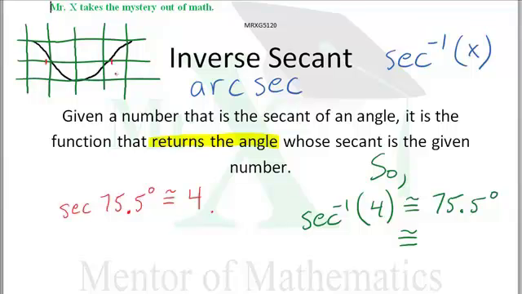And there'll be another one over here. So if this angle is 75.5 degrees, that's where the cosine is about 1/4. Then there's another angle over here that's 75.5 degrees short of 360, so to speak. How about 284.5? 284.5 degrees.